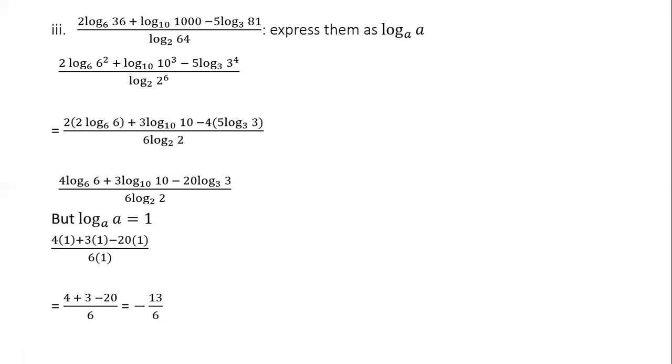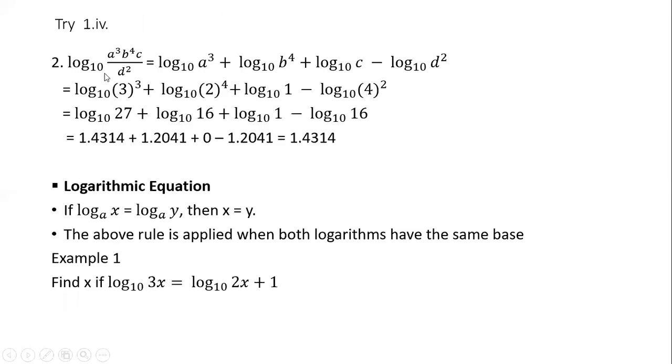Whenever you see the log with the same base as the number, then we substitute 1 there. So we have 2 times 2 times 1, plus 3 times 1, minus 20, since 4 times 5 is 20, times 1, all over 6 times 1. And this will give us negative 13 over 6. So you can try question 1 IV.